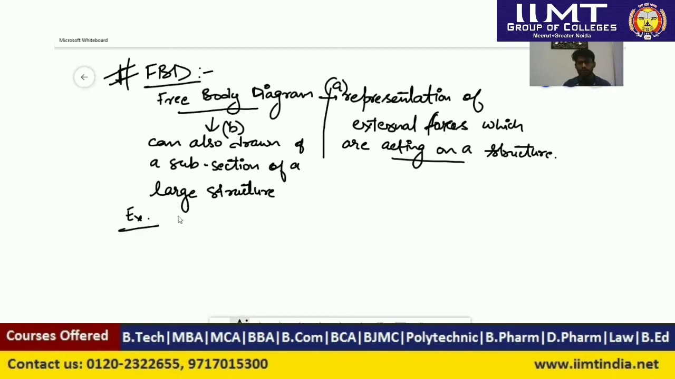Let me explain it through an example. Suppose I am taking the example of a simply supported beam, and it is a determinate structure. Simply supported beam is determinate. Why? Two forces at the hinge support and one force at the roller support. So the number of equations for static equilibrium are 3. So 3 unknowns, 3 equations. So it is a determinate structure.